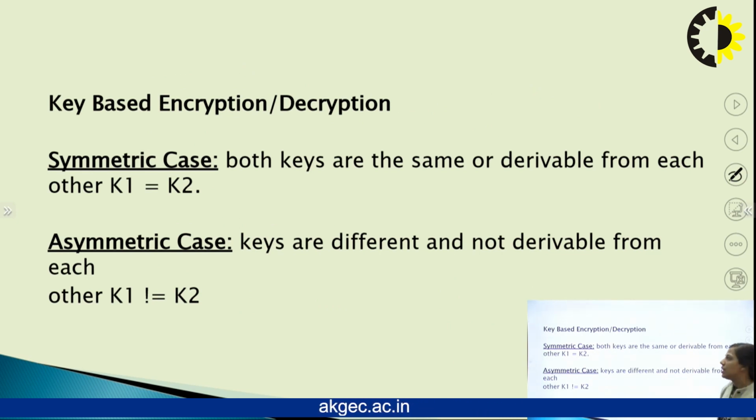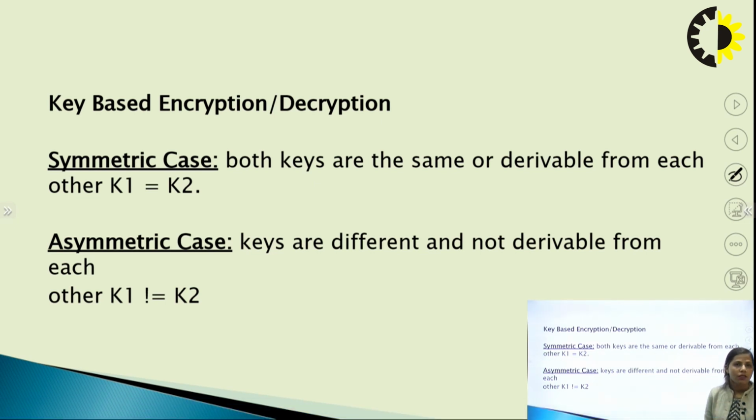Next is key-based encryption and decryption. We have discussed that we are going to use a key for encryption and decryption. According to that, we have two cases. If our keys K1 and K2 are the same, and they can be derived from each other, then that is the case of symmetric.